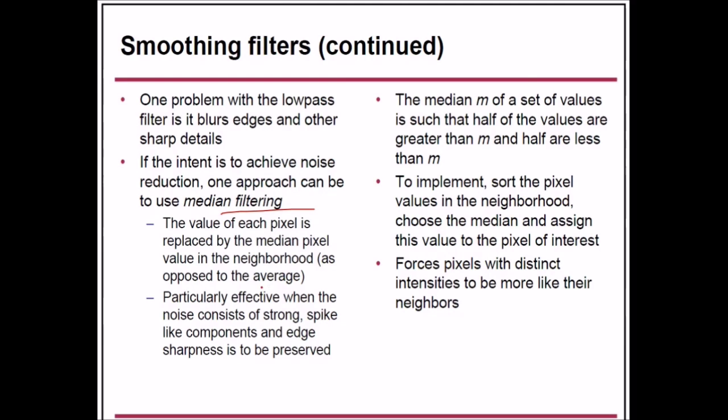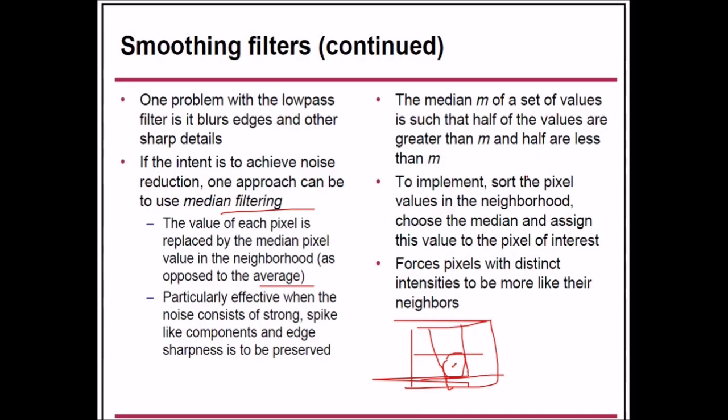So what is happening here is that if I find an average, sometimes some pixel is very high, and the result will become very high. Averaging will give this problem, but median will not. That is why, if you want to just remove noise, median is a good solution. It is particularly effective when the noise consists of strong spike-like components and edge sharpness is to be preserved, right? The median m of a set of values is such that half of the values are greater than m and half of the values are less than m.